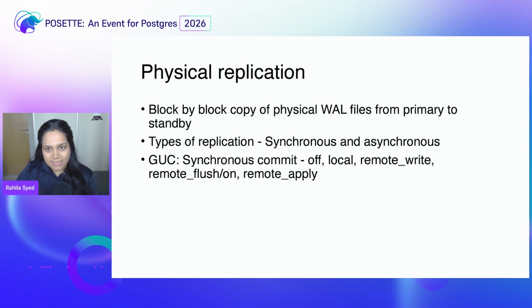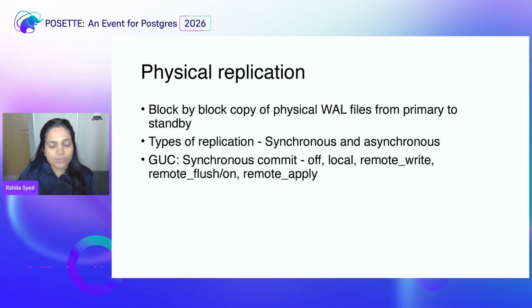Let us look at the basics first. What is physical replication? Physical replication is a block by block or byte by byte transfer of WAL files from the master server to the standby or replica. It transfers the entire database from one master to the replica. It does not transfer just selected tables or columns or rows of a few tables. It transfers the entire database.